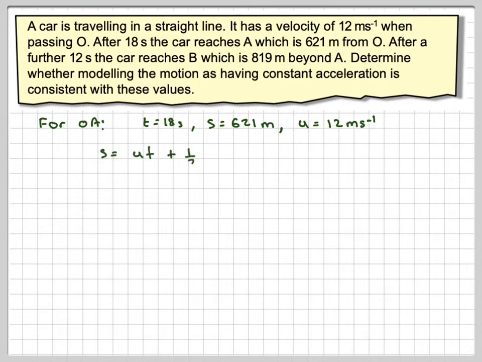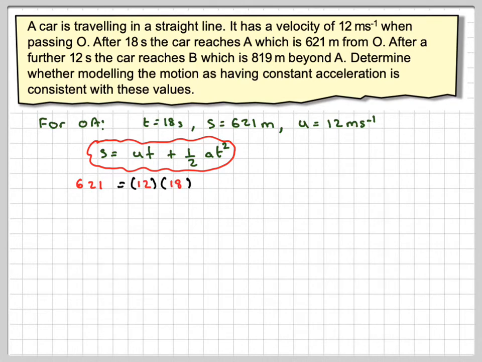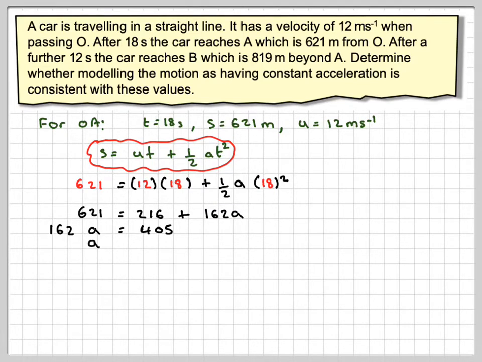So if we use s equals ut plus a half at squared, for saying it is a constant acceleration, we've got 621 is equal to u, which is 12, times the time, which is 18, plus a half times a times 18 squared. So that gives me 621 is equal to 216. A half times 18 squared is 162, and then we're still times a. And then we're going to do 162a is 621 minus 216, which is 405. And therefore a will be 2.5 metres per second squared.